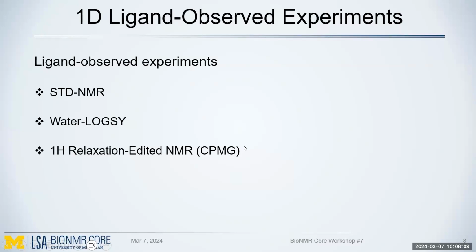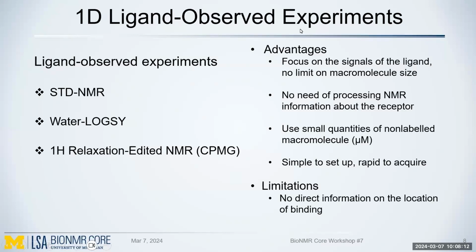For all of those methods, they have several advantages. First is that they focus on the signals of the ligand, so there's no limitation on the size of the macromolecule. So the molecular weight of your macromolecule can be like 10 kilodalton, 20 kilodalton, or 300 kilodalton. So there's no size limitation. And the macromolecule can be proteins, lipids, or nucleic acids. And there's no need of possessing more information about the receptor because we focus on the signals of the ligand. You don't need to know any information about the macromolecule.